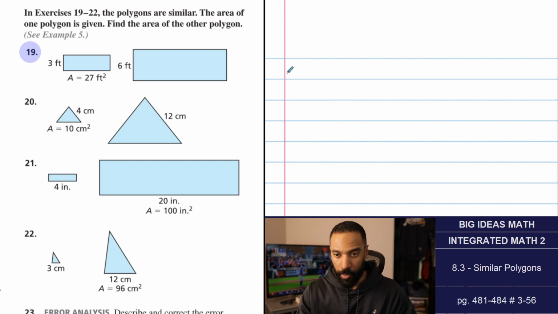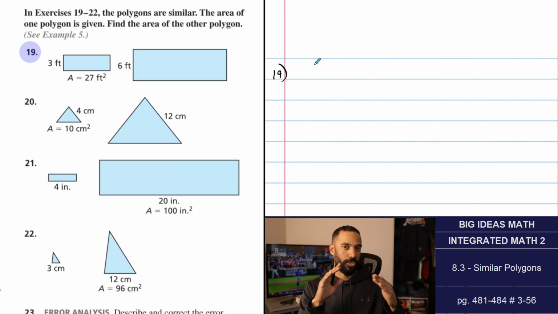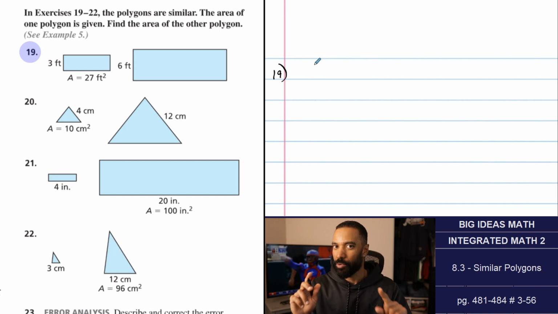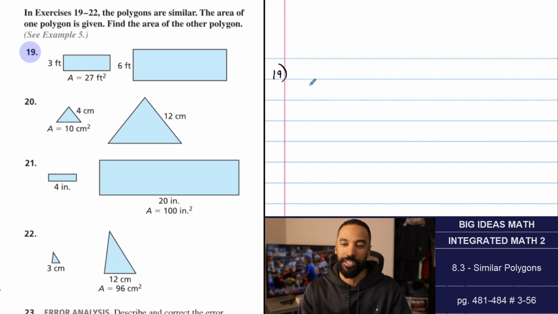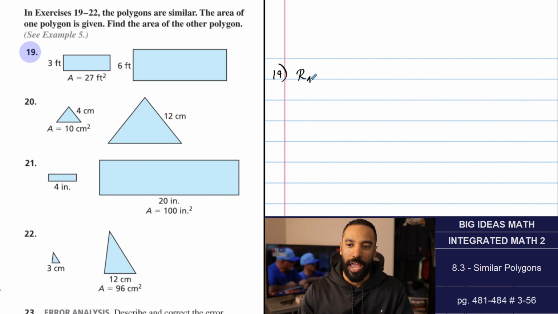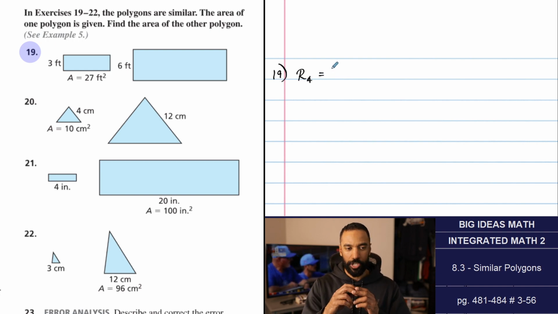So now we're not talking about perimeters. We're talking about areas. Perimeter ratios are equal to scale factors and ratios of corresponding sides. Area ratios are the square of these things here. So area ratio equals whatever ratio we want to do squared.